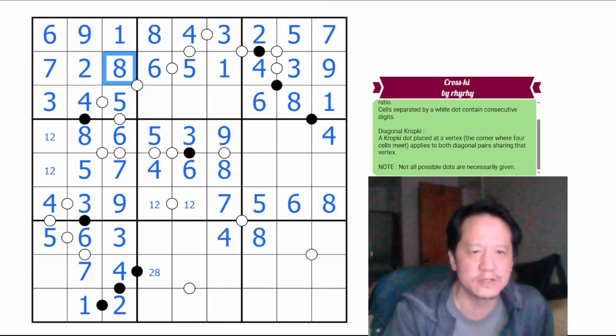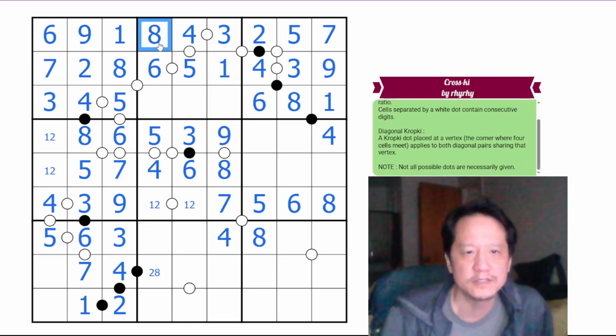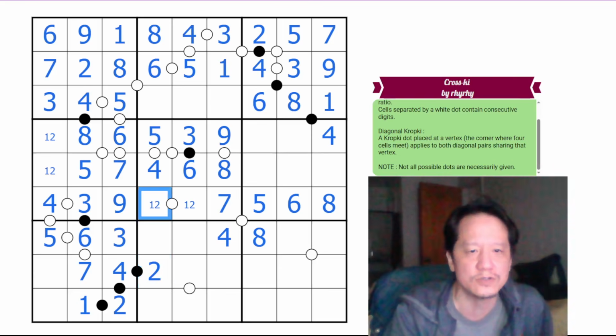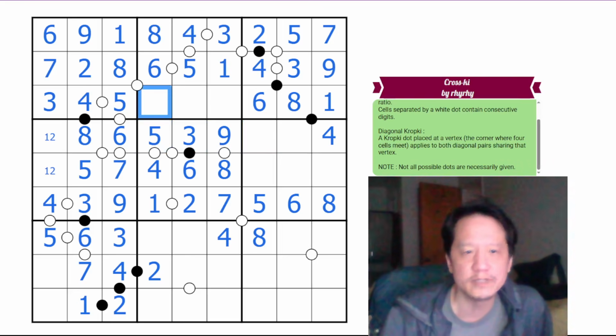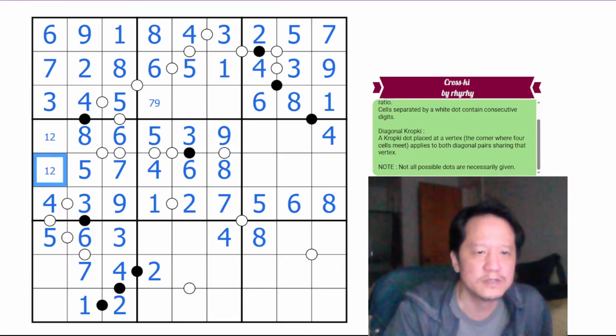5 and 6 are consecutive. 8 has to be consecutive with 7 or 9. And this 8 eliminates 8 here, so that's 2. Which eliminates 2 here, so it's 1 and 2. This has to be 7 or 9 to be consecutive with 8.